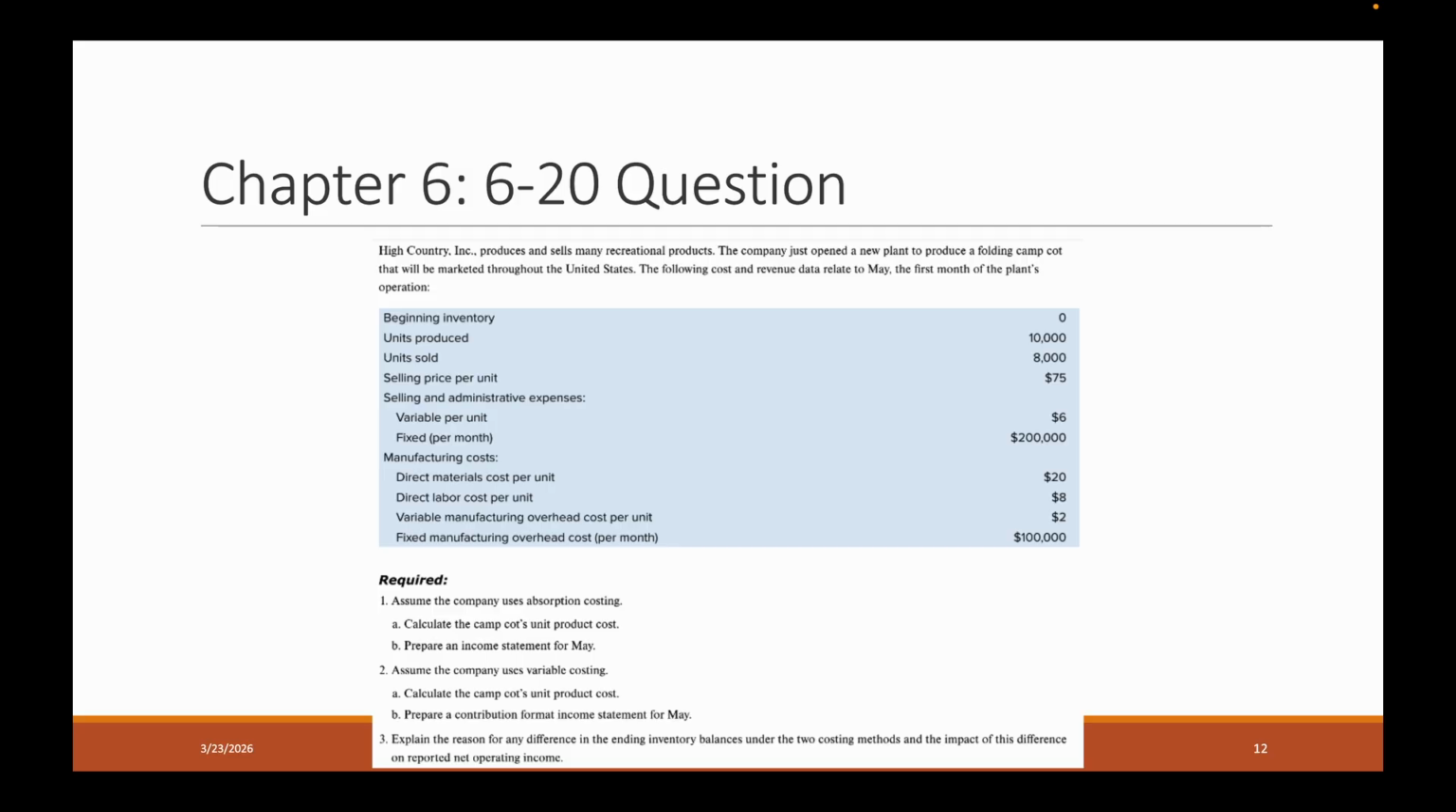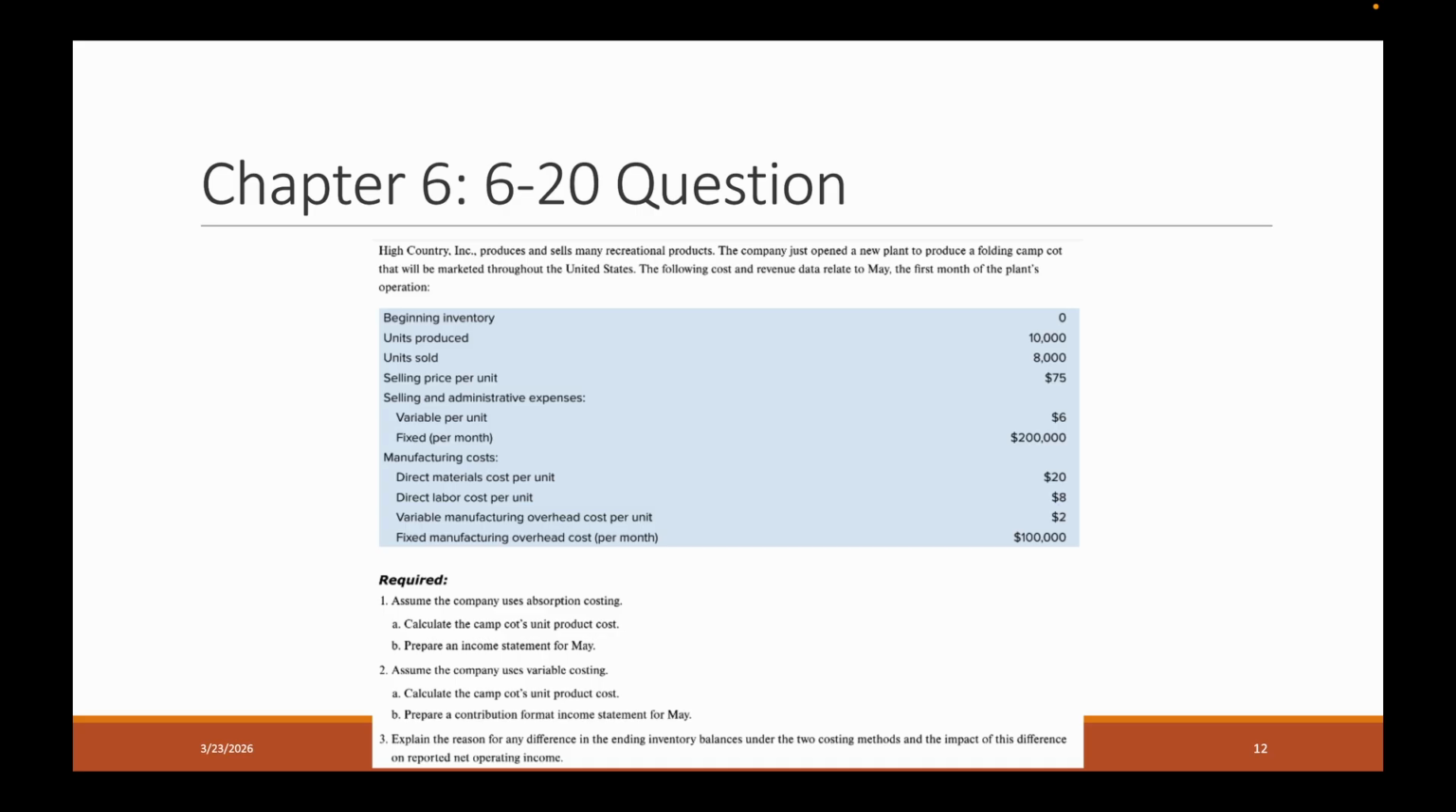Moving on to the calculation problem, 6-20. High Country Inc. produces and sells recreational products. The company just opened a new plant to produce a folding camp cot that will be marketed throughout the United States. The following cost and revenue data relate to May, the first month of the plant's operation.